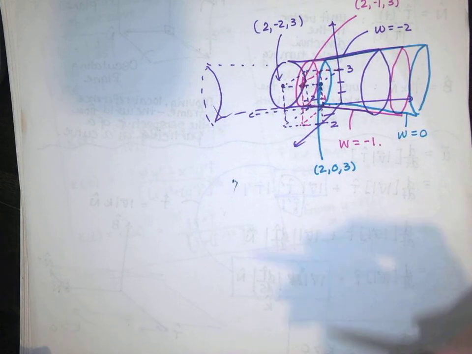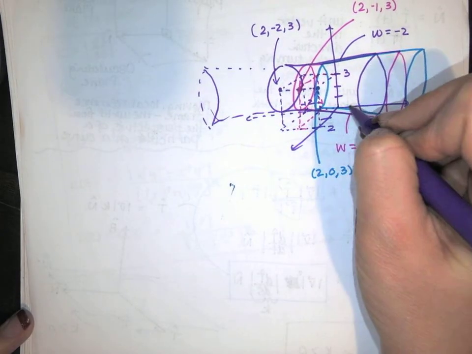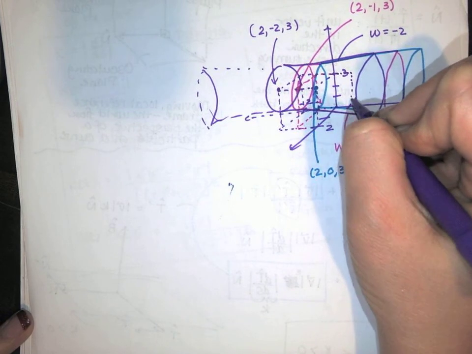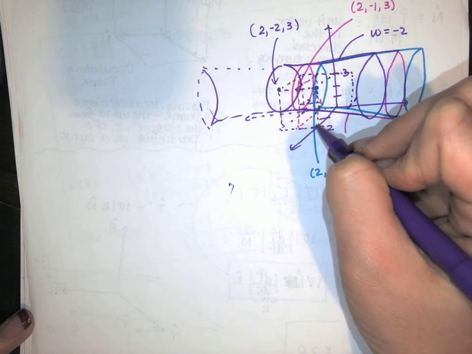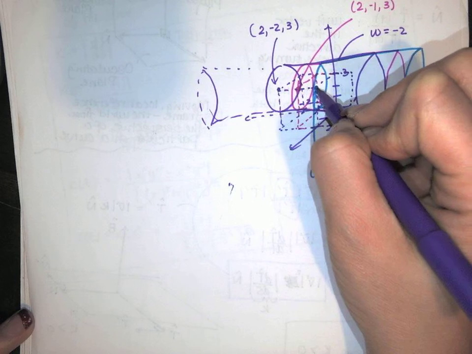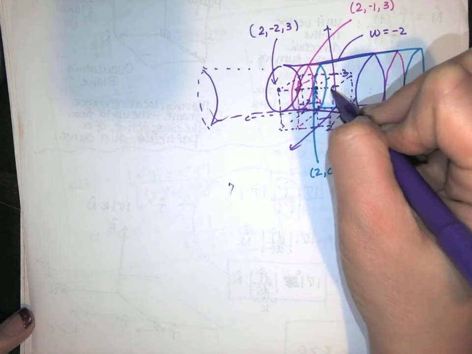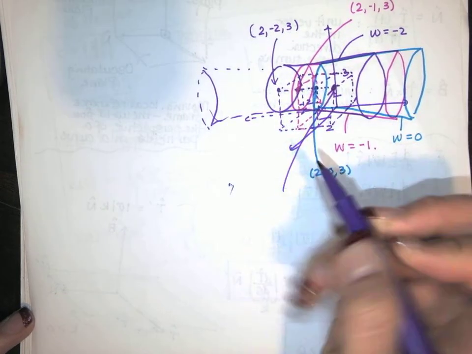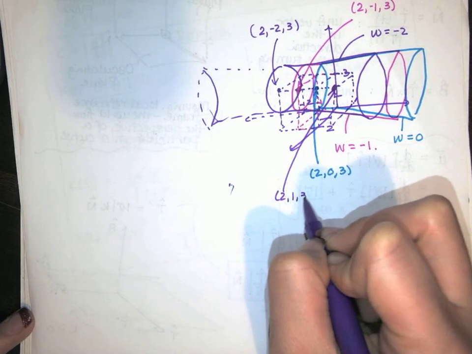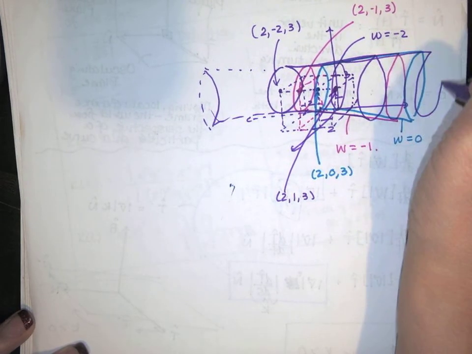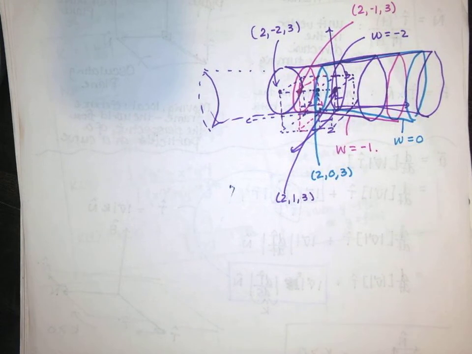When w equals 1, we go here. X equals 2, y equals 1, z equals 3. So I'm going to draw my rectangular box. There's my new center. I'm going to draw the same shape as before, but again, it's exactly the same shape.